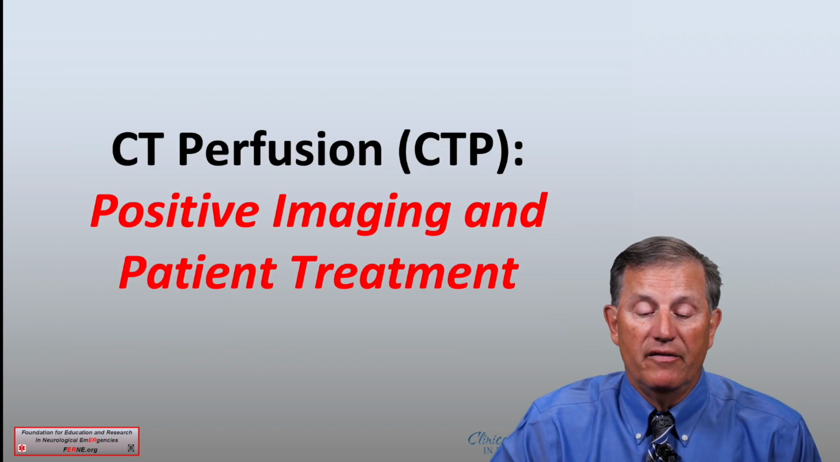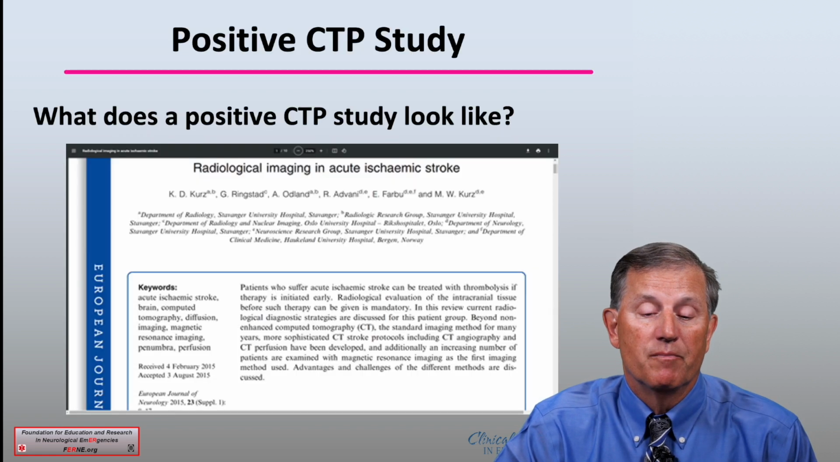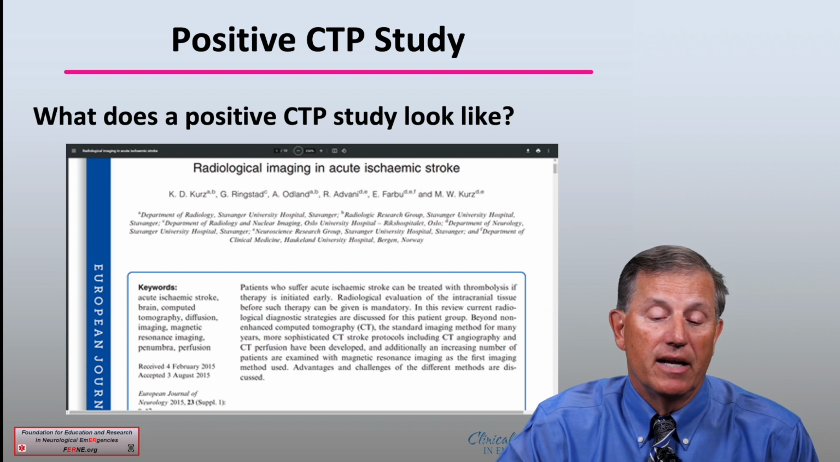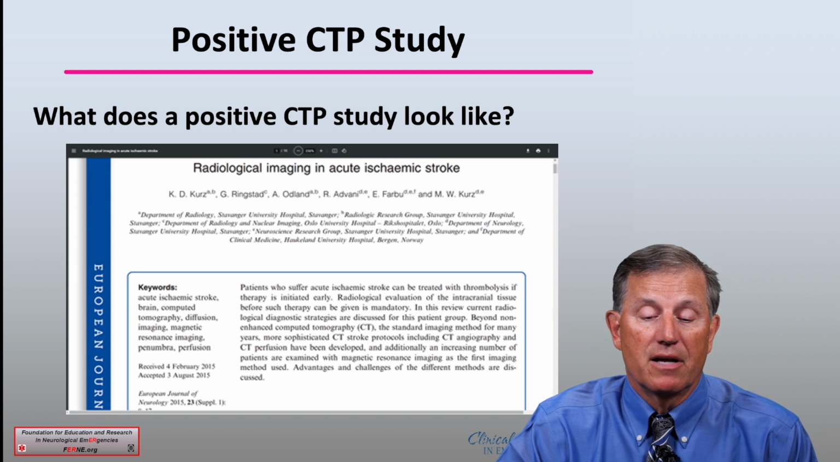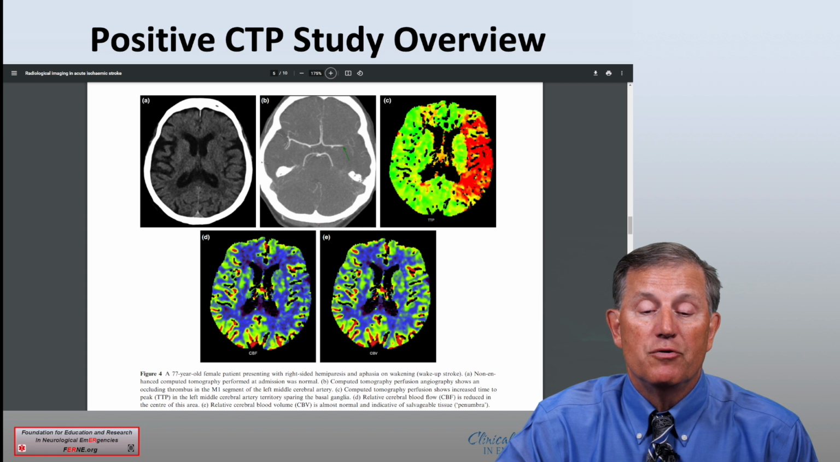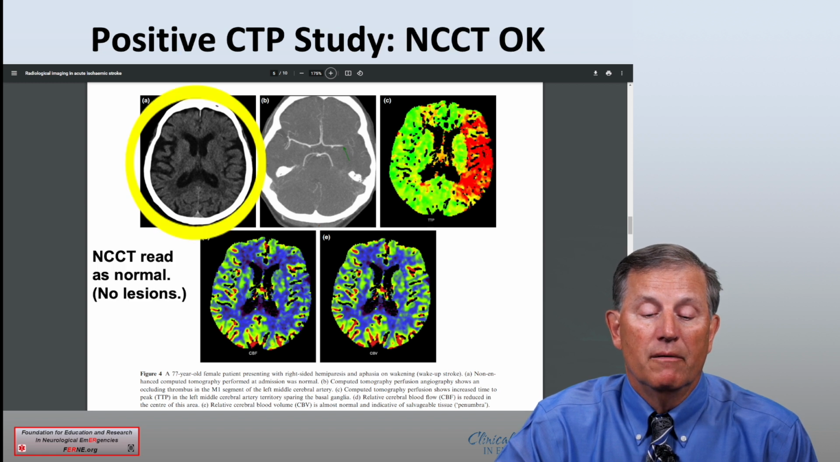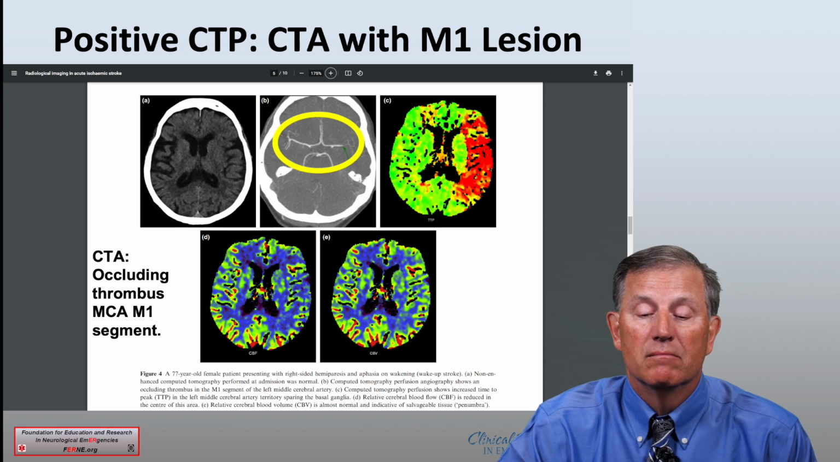Now, what does a positive image look like, and what about patient treatment as a result of these positive images? What does a positive CTP study look like? This is the reference that gives you these images we're about to discuss. So this is the overview of what you see with the CT perfusion. The non-contrast CT, in the yellow circle, is read as normal, no lesions. The CT angiogram shows a cutoff because of a thrombus in the MCA M1 segment.